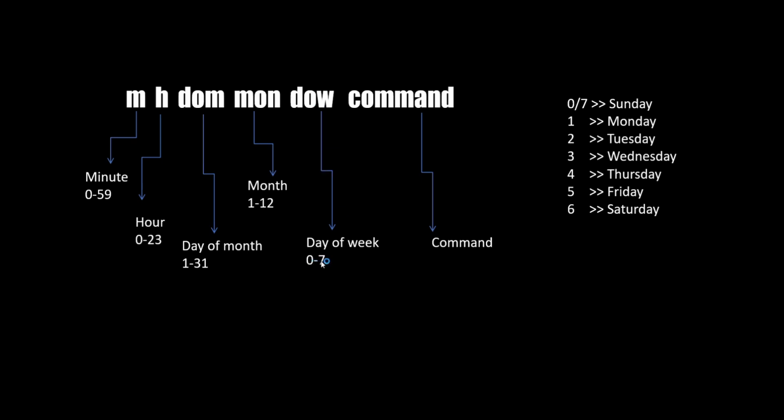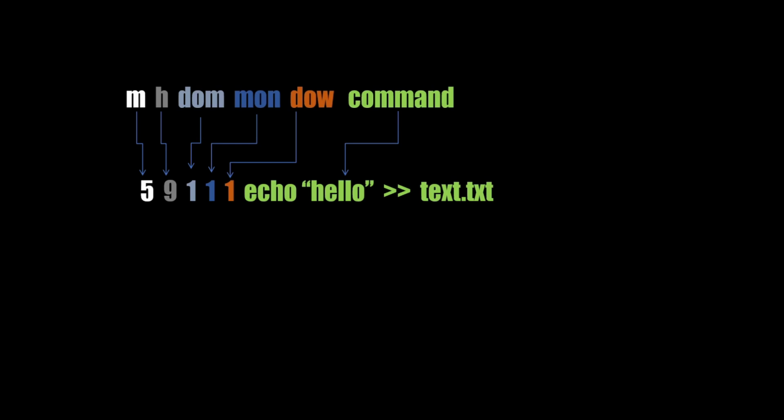It takes the values 0 to 7. 0 and 7 represent Sunday, 1 Monday, 2 Tuesday, and so on. And the sixth item talks about the respective command that we want to execute at the particular time. So with this syntax, let's get into an example.